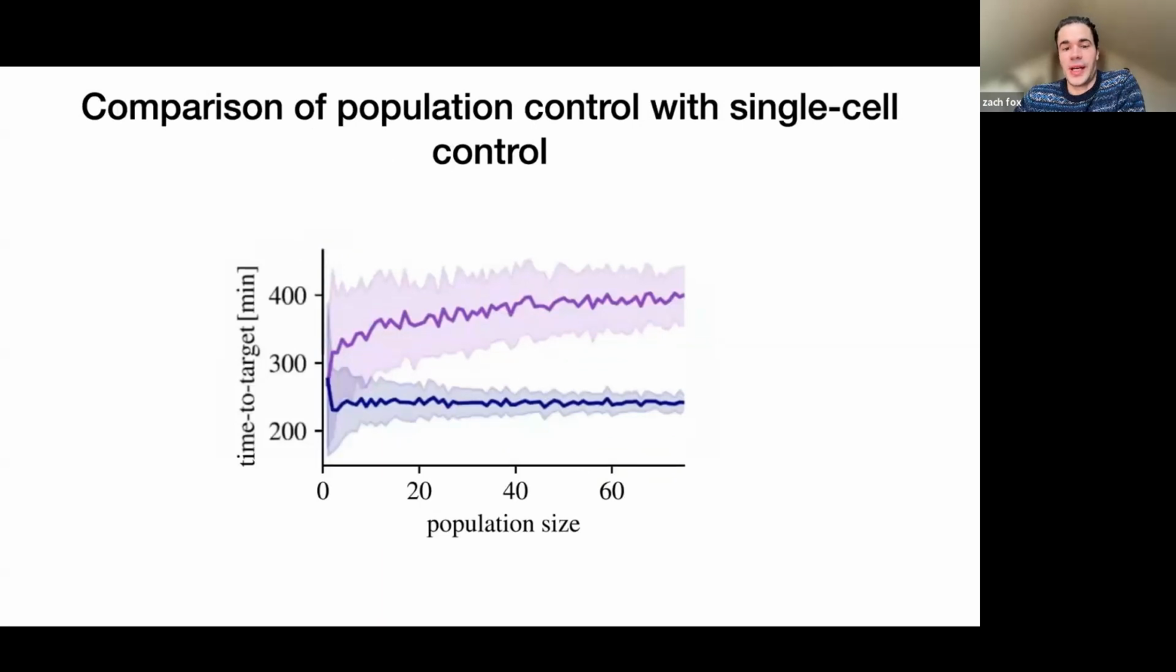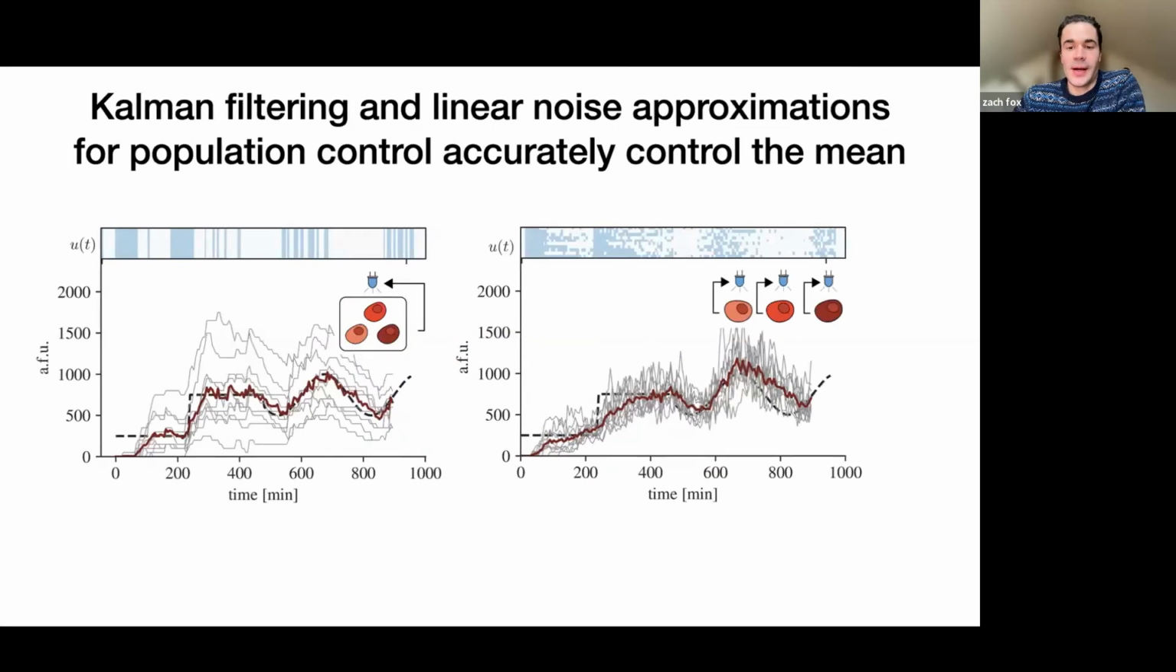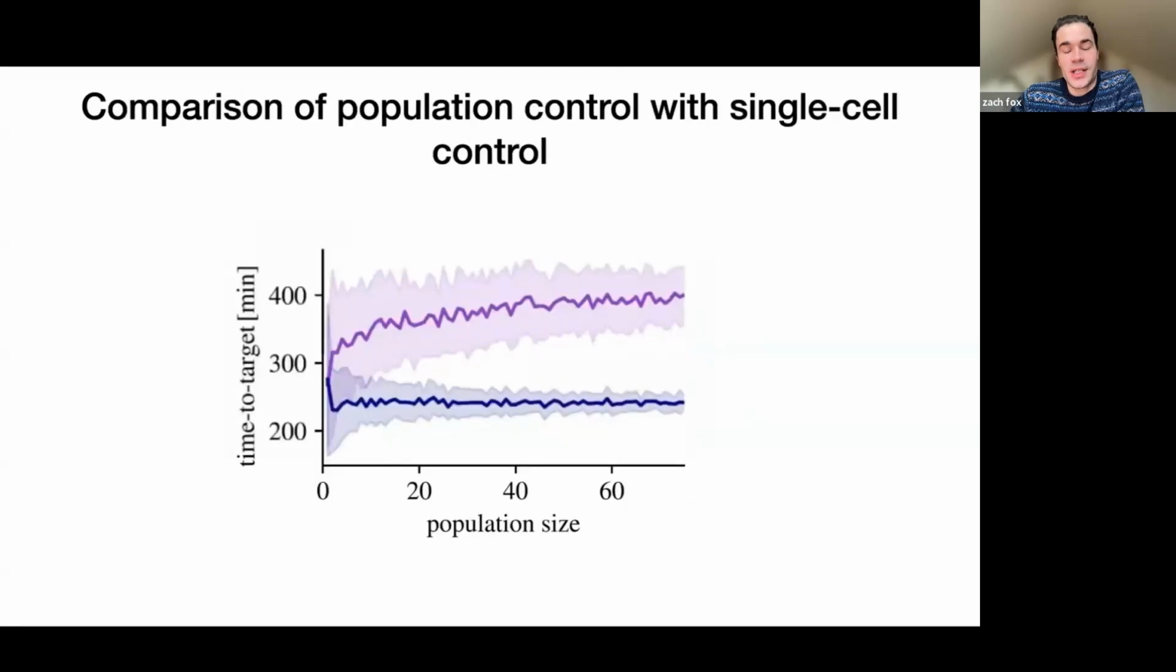We also showed the time to target, and you can actually see it here. If we look back at this plot, around 200 minutes, where the signal goes from the low state to the high state, you can see that the mean, the darker red line of the population control on the left, achieves the higher target level faster than the single cell control. And we observe this across population sizes for these two approaches. So it's interesting that the population control might be a little faster, even though it's less precise in achieving a particular target value.